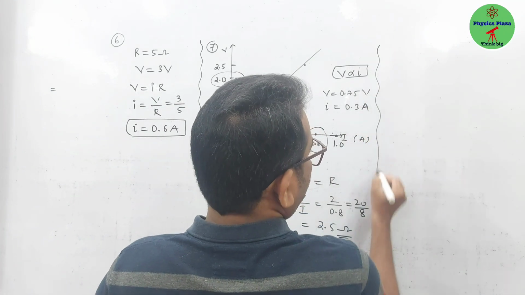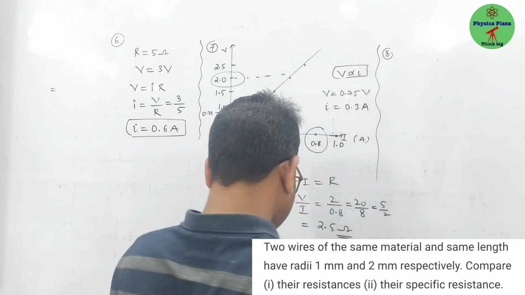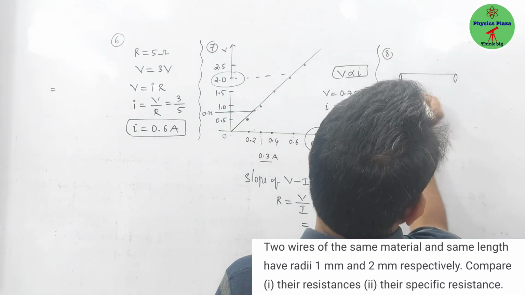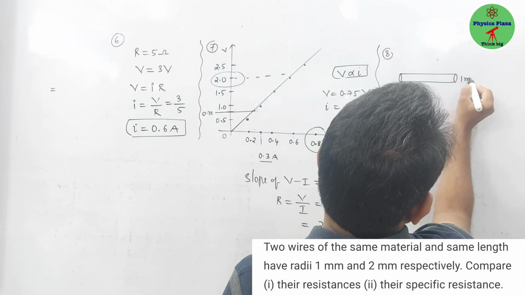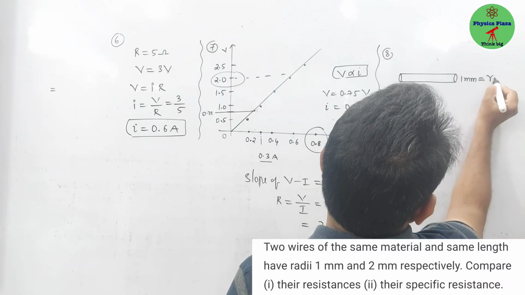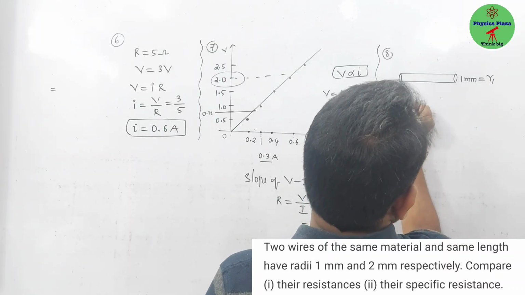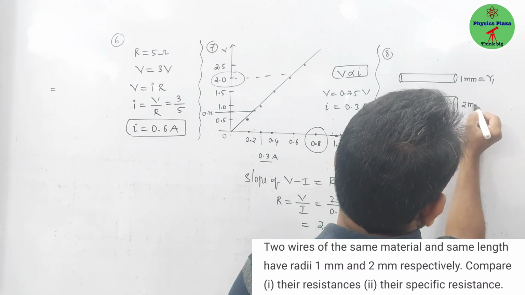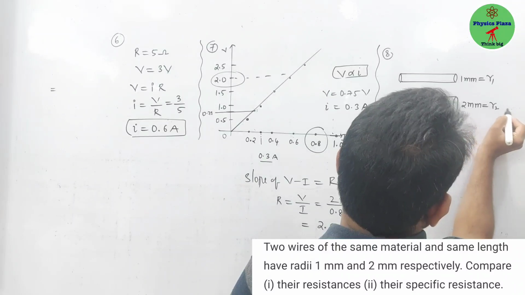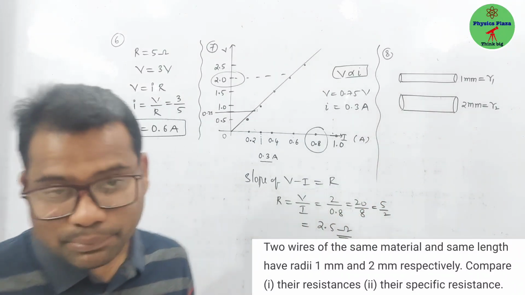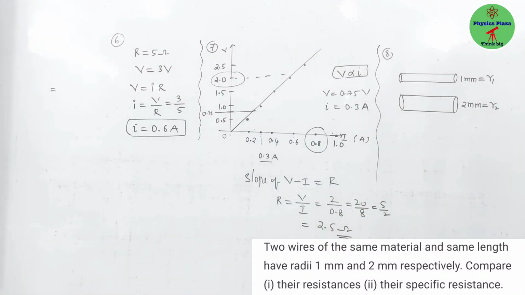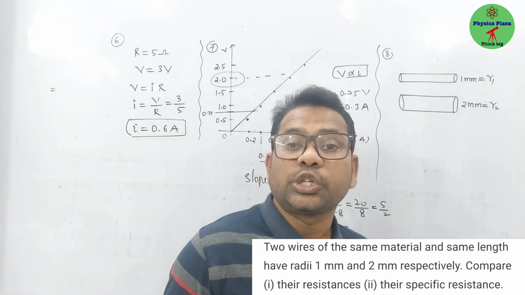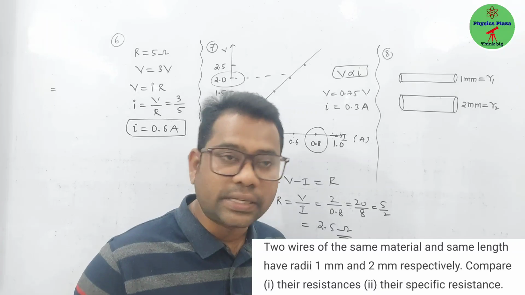Now come to numerical 8, children. As per the question, try to understand here. Two wires of the same length, but one has a radius of 1 mm, let us say it is R1, and here another wire has a radius of 2 mm, let us say it is R2. Both are made of the same material. Now they are asking us to find the resistances and the specific resistance also.